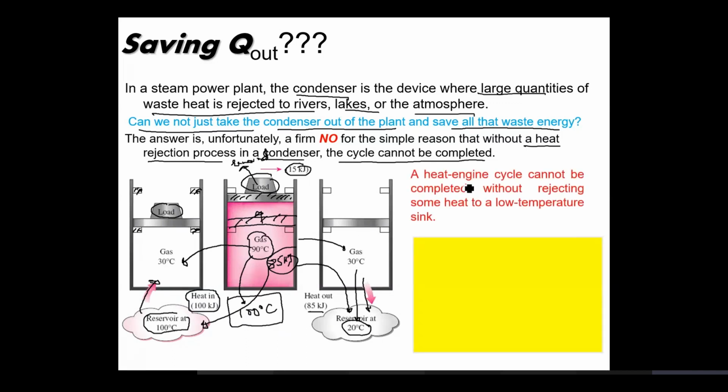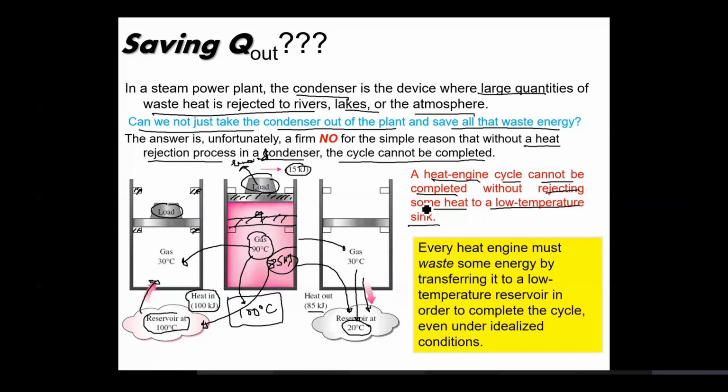In other words, a heat engine cycle cannot be completed without rejecting some heat to a low temperature sink. All right. And that means that every heat engine must waste some energy by transferring it to a low temperature reservoir in order to complete the cycle, even under the idealized condition. So saving Q out is essentially not possible.